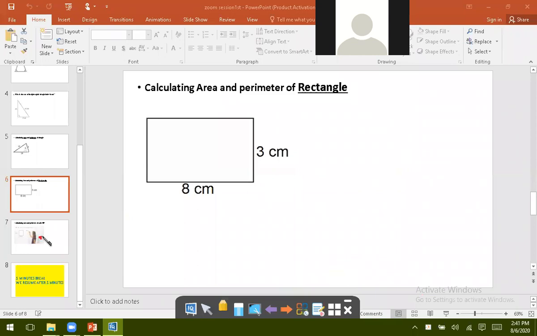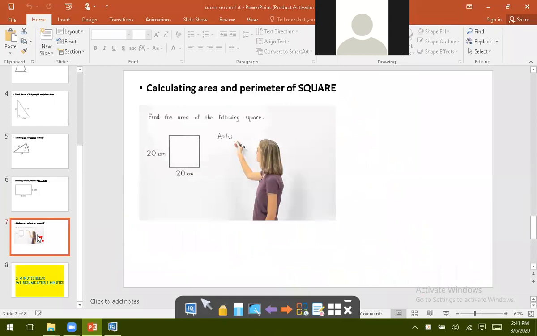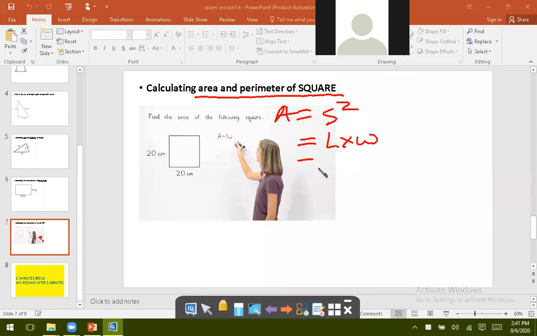And the last one here, before you take a break, let's look at calculating the area and the perimeter of a square. You know that the formula for calculating the area of a square is area equals S squared, or side times side, or length times width. So the length is given and the width is given, or the side is given. So 20 times 20 equals 400 square centimeters. That's the area for the square.